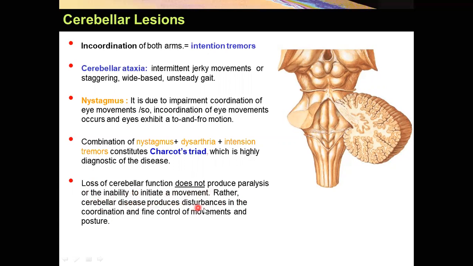Rather, cerebellar disease produces disturbances in the coordination and fine control of movement and posture. Remember, initiation of a movement is controlled by the primary and premotor cerebral cortex. Therefore, loss of cerebellar function or cerebellar lesions do not produce paralysis or inability to initiate a movement. Rather, cerebellar lesions impair the coordination and fine, delicate control of movements, posture, and also gait.